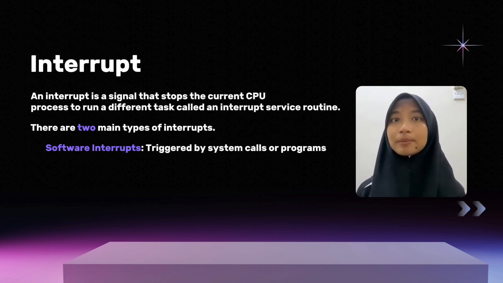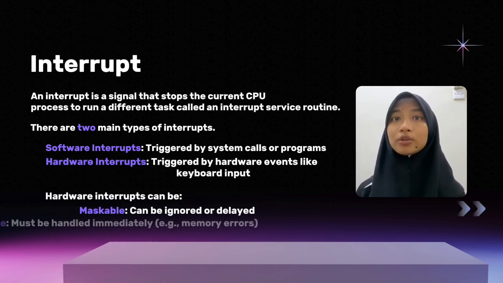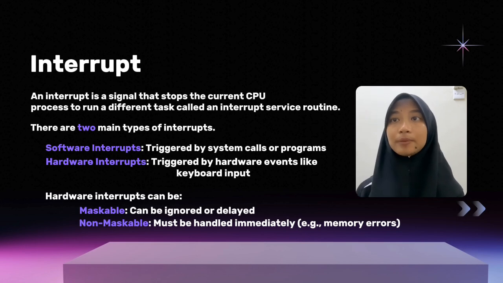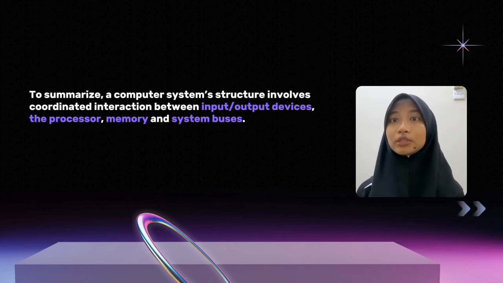Hardware interrupts can be maskable or non-maskable. Maskable means that it can be ignored or delayed, while non-maskable means that it must be handled immediately, for example memory errors. To summarize, a computer system structure involves coordinated interaction between input-output devices, the processor, memory, and system buses.